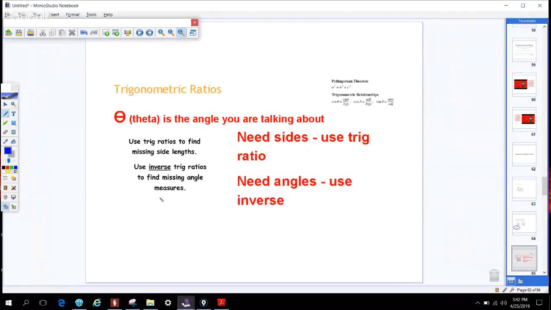So now here we go for trig ratios. Theta is the angle you're talking about. It's what really matters. If you need to find sides, you're going to use the trig ratios. If you need to find the angles, you need to remember to use the inverse ratio. And basically what that means is, you know two of the sides, but you need an angle. And we're going to do some problems like that together. So let's look at our next slide.